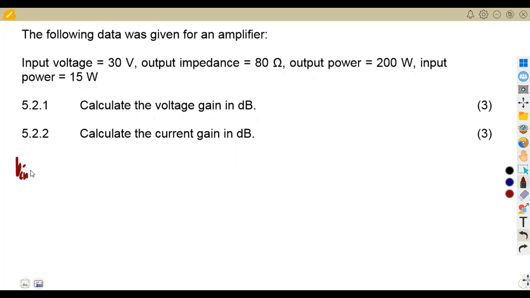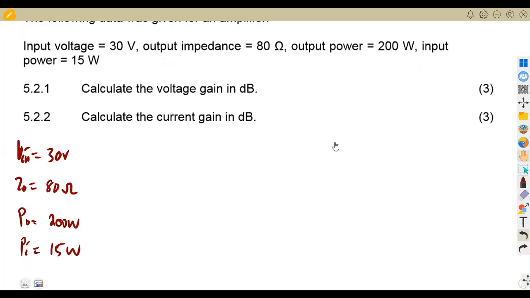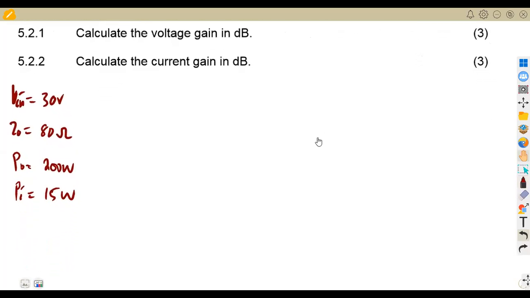Our Vin is given as 30 volts. Output impedance is given as 80 ohms. The output power is given as 200 watts. And the input power, this seems very similar to the last question. The question was to calculate the voltage gain. This time they do not ask for the power gain, just straightforwardly the voltage gain.